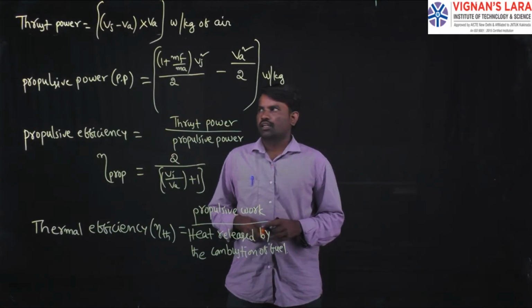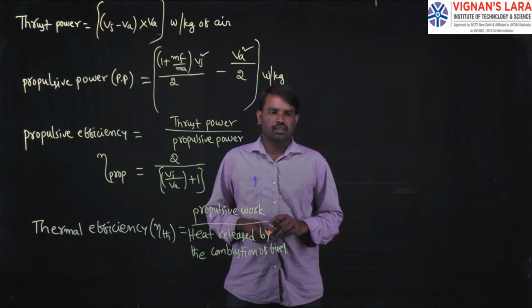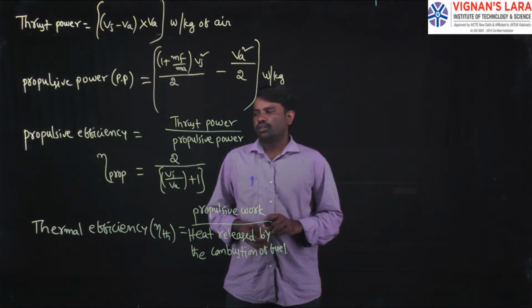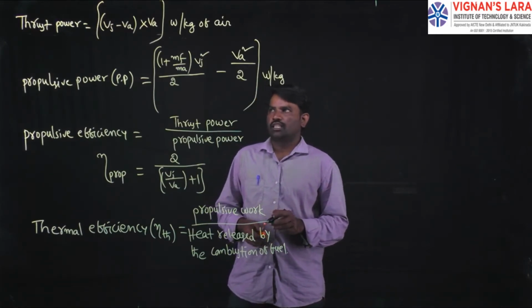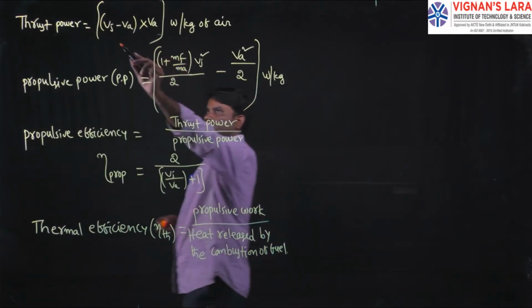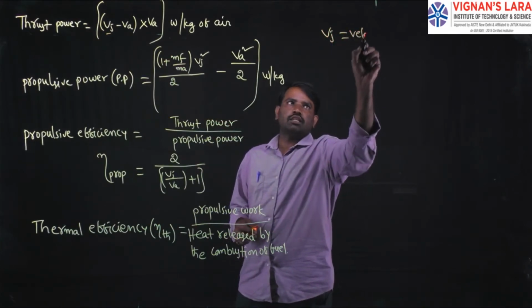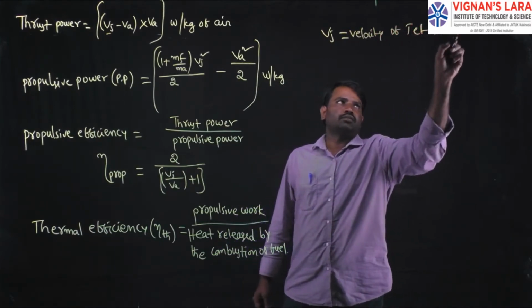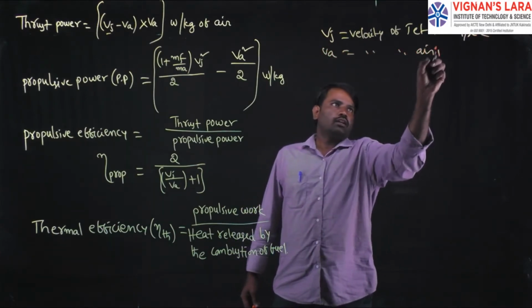Okay, in the previous slide we discussed the TS diagram and jet engine performance with respect to the diagram. How do we evaluate the performance? Along with that, we have to calculate these parameters also. First one is thrust power. Thrust power involves Vj, the velocity of jet in meters per second, and Va, the velocity of air in meters per second.